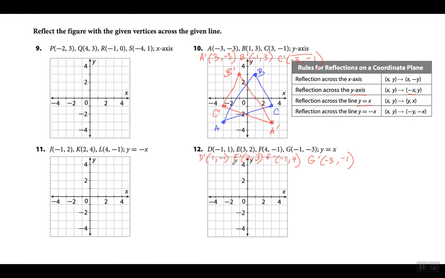Okay, so let me first graph the pre-image. So D is at negative 1, positive 1. Here's D. E is at positive 3, positive 2. F is at positive 4, negative 1. And G is at negative 1 and negative 3.